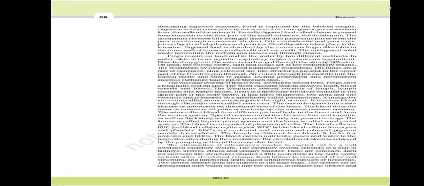Food is captured by the bilobed tongue. Digestion of food takes place by the action of HCl, hydrogen chloride, and gastric juices containing digestive enzymes secreted from the walls of the stomach. Partially digested food called chyme is passed from the stomach to the first part of the small intestine, the duodenum.